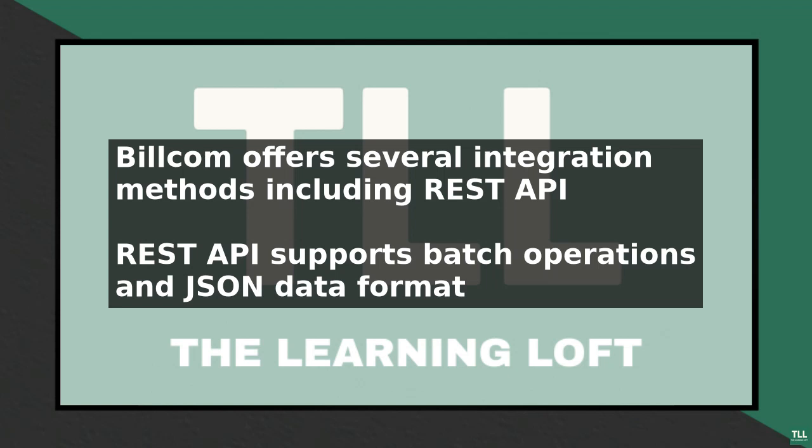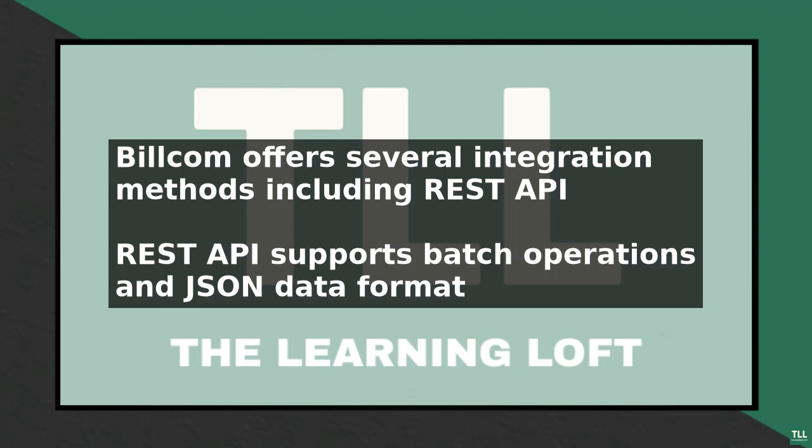Step 6. Handle API responses. After sending a batch API request, the Billcom API will return a response with the results of each request. You need to handle this response and check for any errors. If an error occurs, you can retry the request or handle the error accordingly.